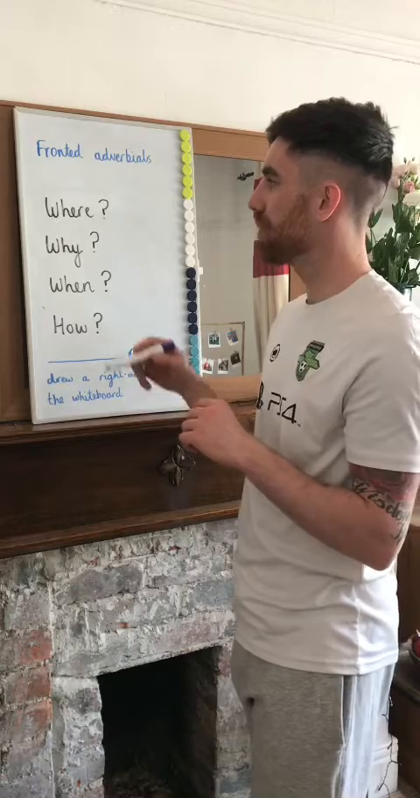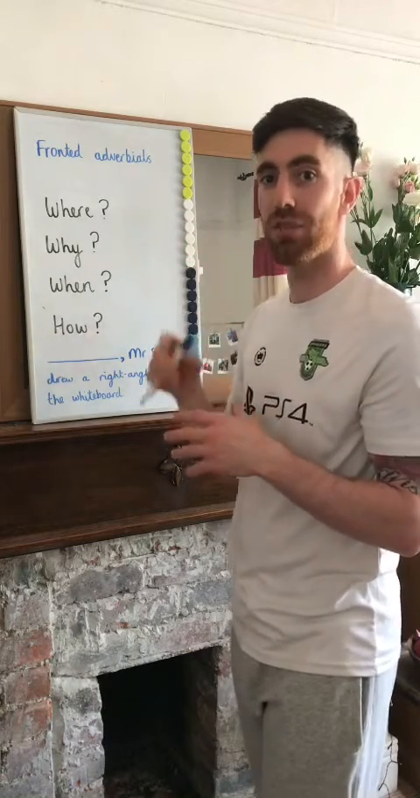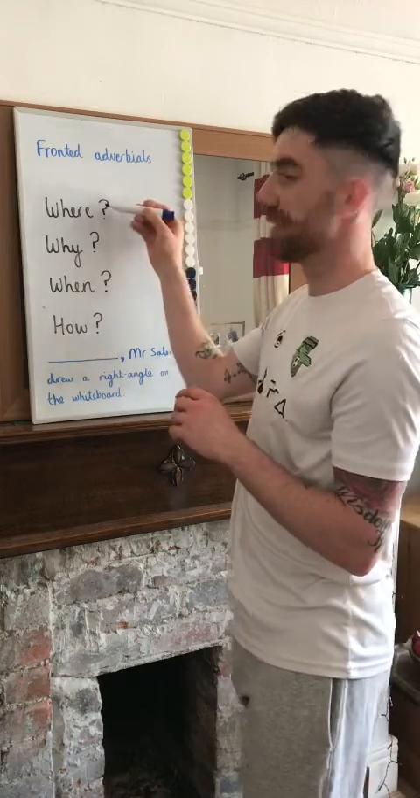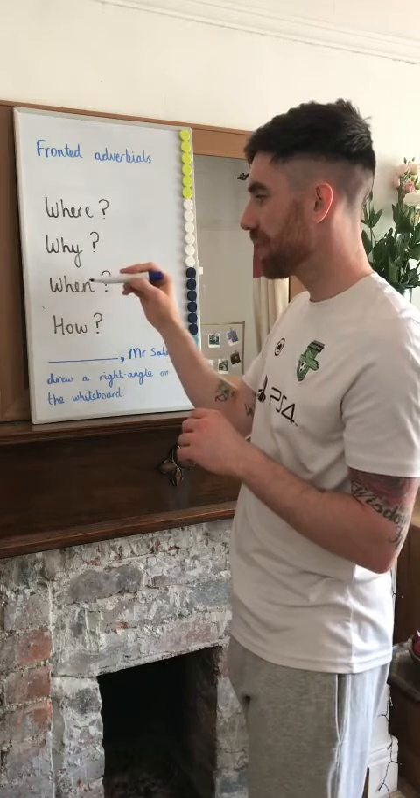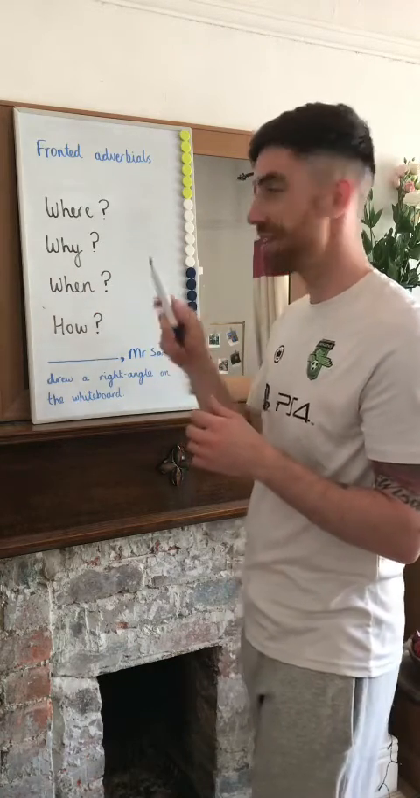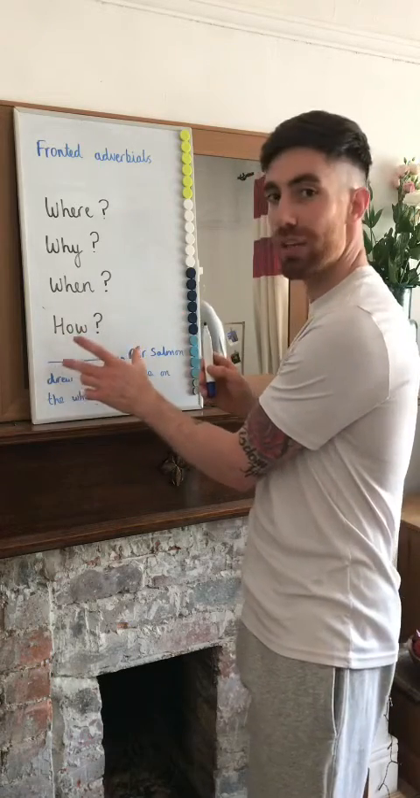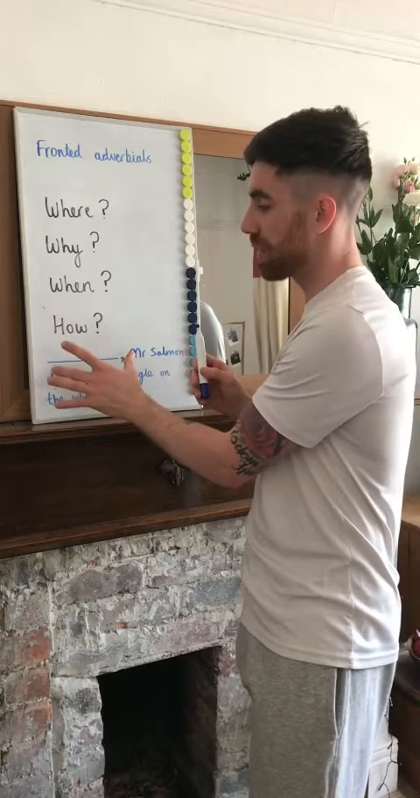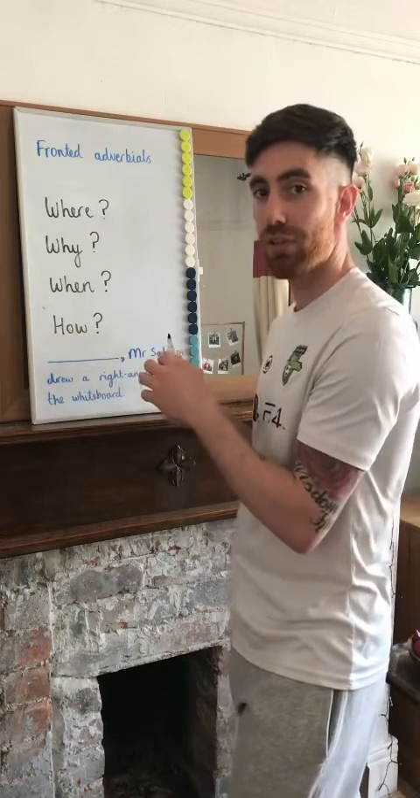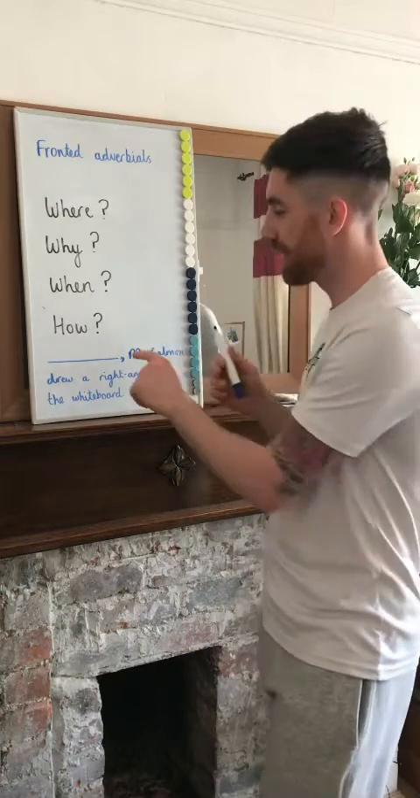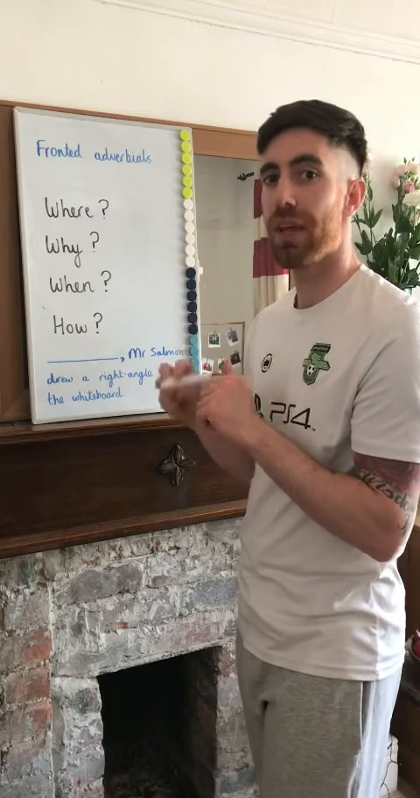And just to remind you of the questions that can help us create these amazing fronted adverbials, we can think of where, why, when, and how. The answers to these questions can help you put the information into the fronted adverbial, which we know goes at the front of a sentence. And do you remember what it has after the fronted adverbial? You're right, it has a comma. Every fronted adverbial has a comma after it.